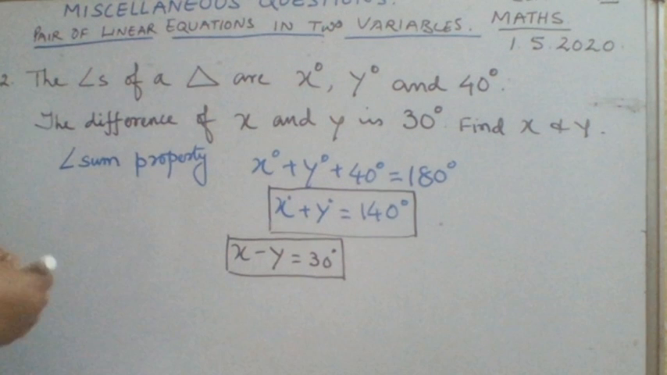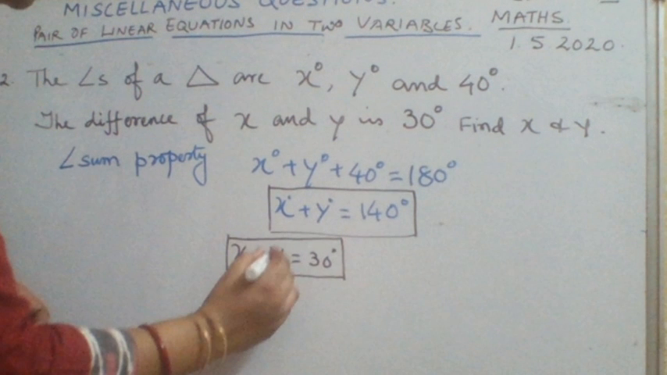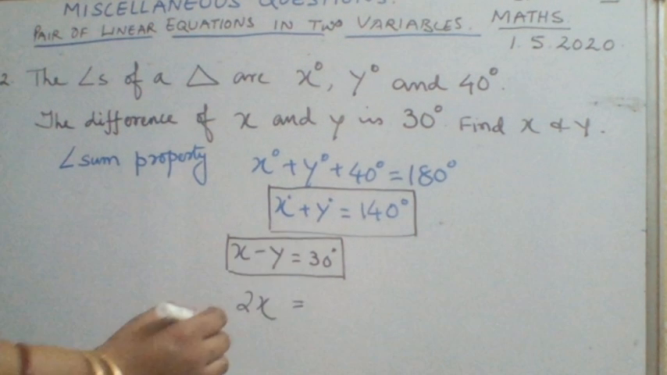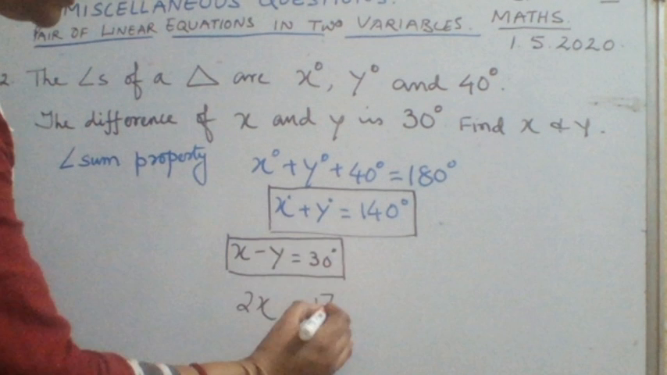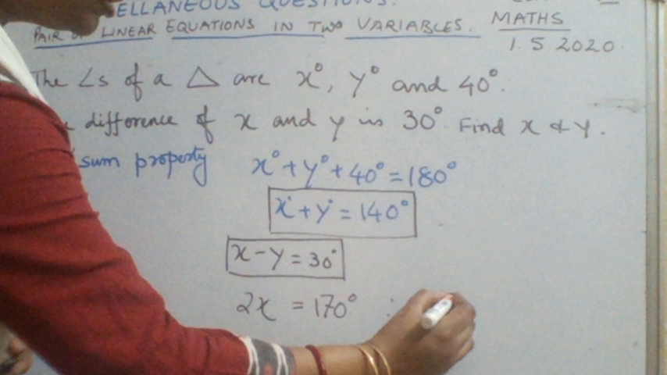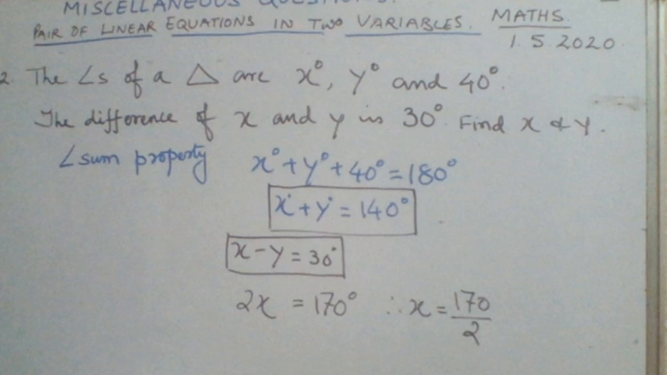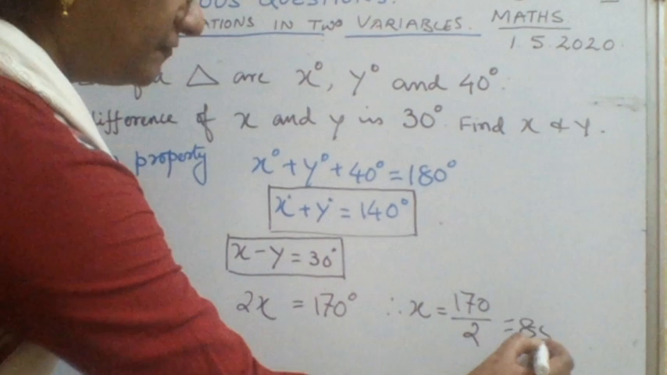I know this is very simple. If you add the equations, you get 2x, right? Y and y will get cancelled, and this will be equal to 170. Therefore, your x is equal to 170 by 2, that is equal to 85 degree.